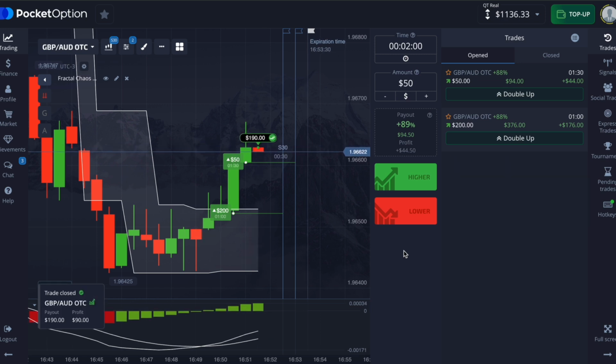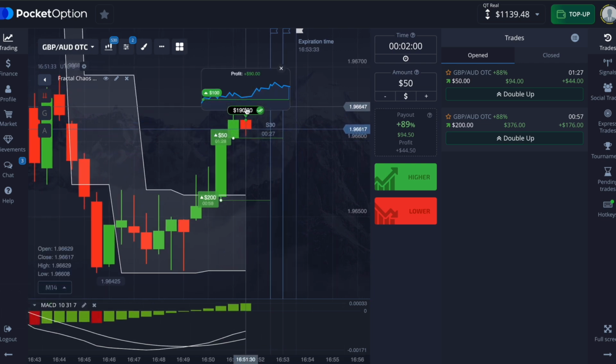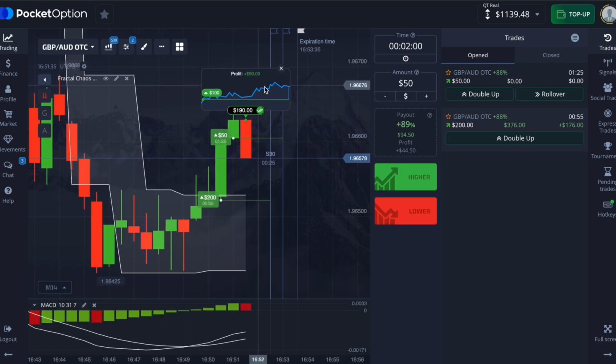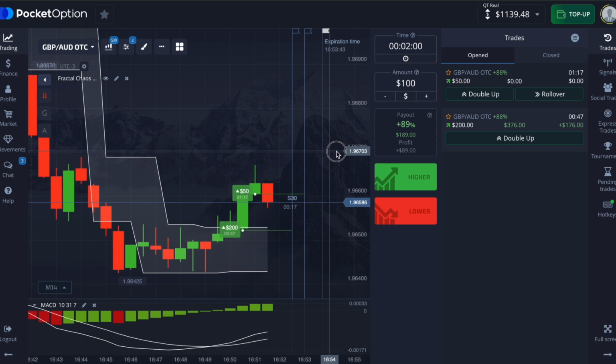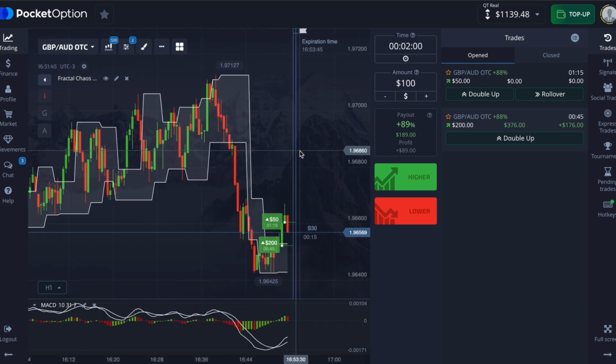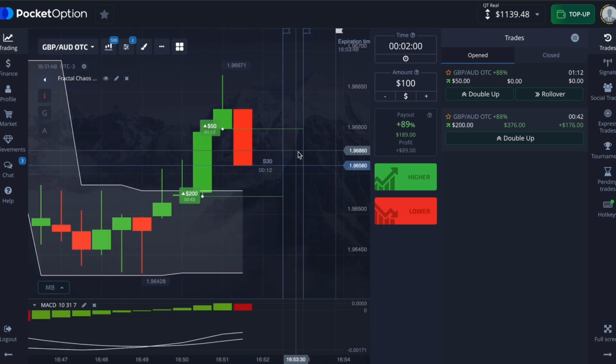The price continues to rise and my first trade closes, bringing me $90 in 2 minutes. As you can see, the price sharply starts to fall. I increase the trade amount in case I need to work with catch-ups. In this situation, it's also better not to rush and not to take any actions. Let's just wait a bit.